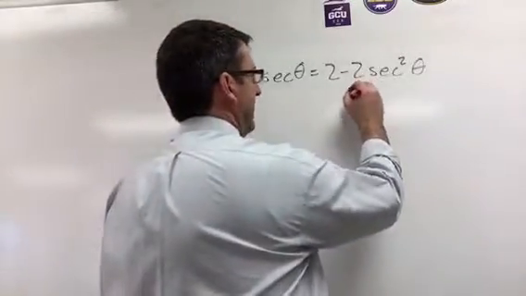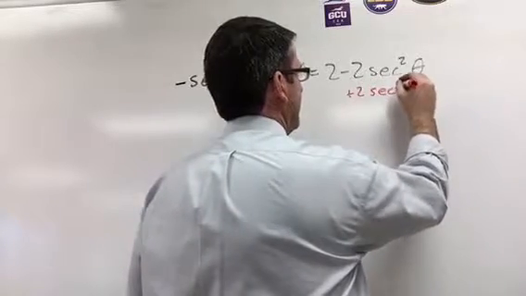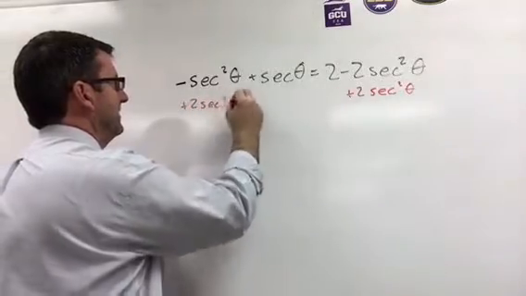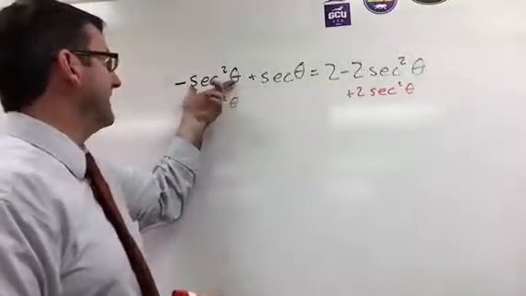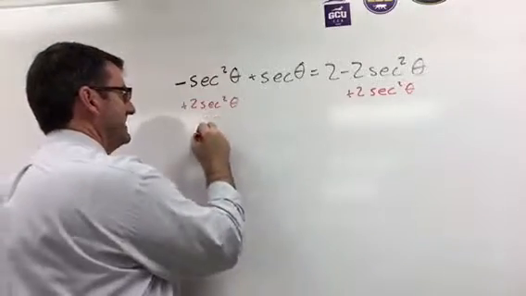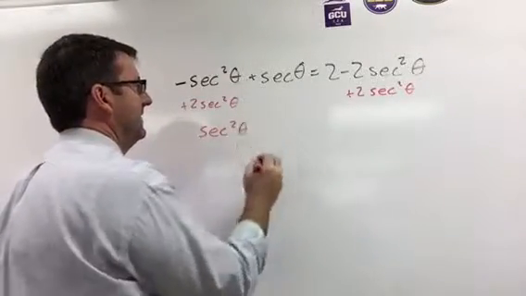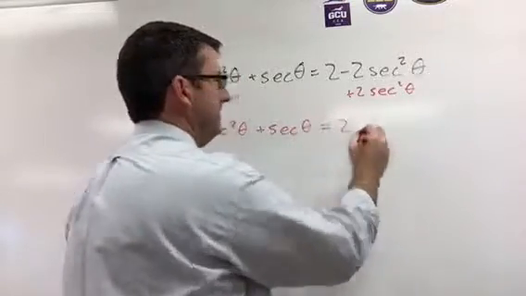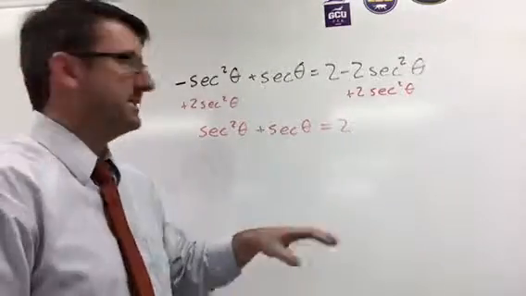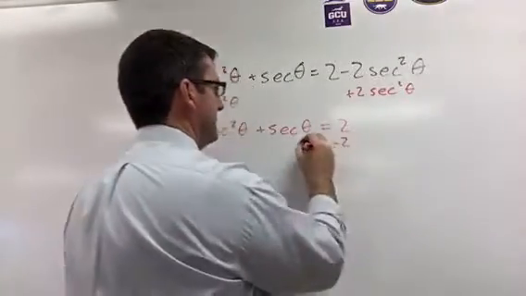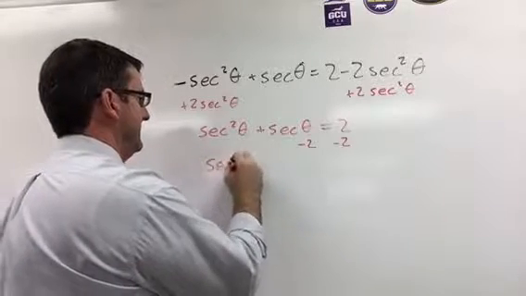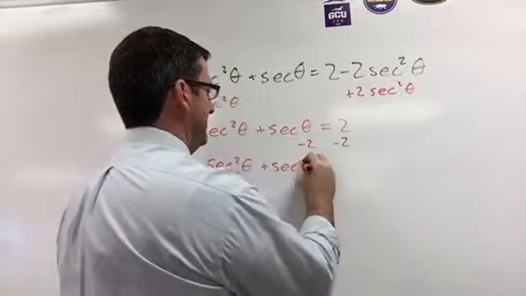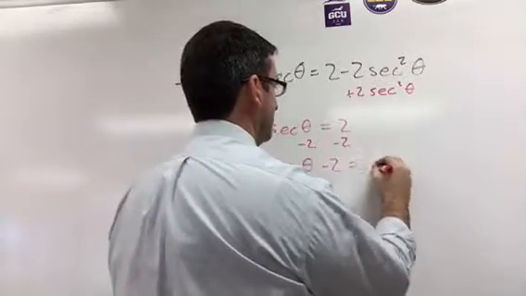So let's add 2 secant squared theta to both sides. So over here we get negative secant squared plus 2 secant squared is positive secant squared theta. And then the rest of this plus secant theta equals 2. And now to finish getting it equal to 0, let's subtract 2 from both sides. So we get secant squared theta plus secant theta minus 2 equals 0.